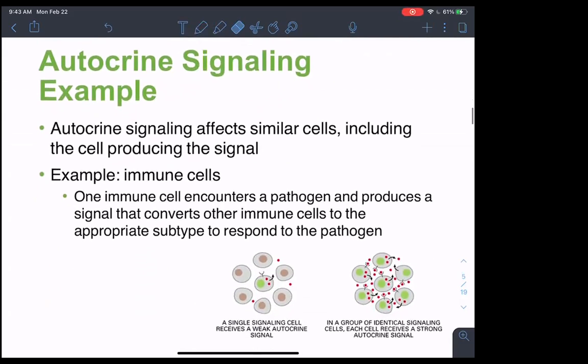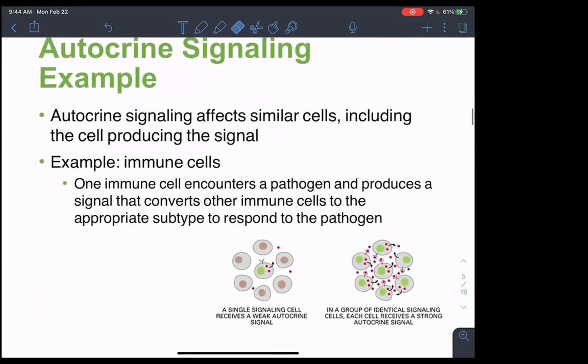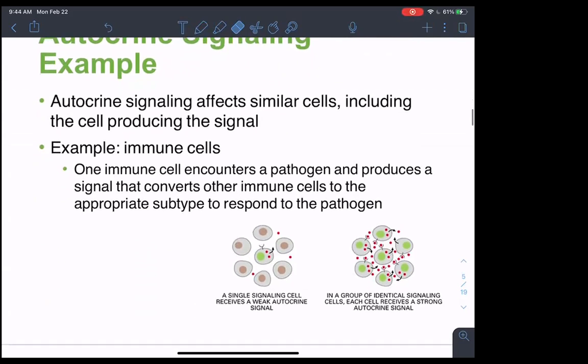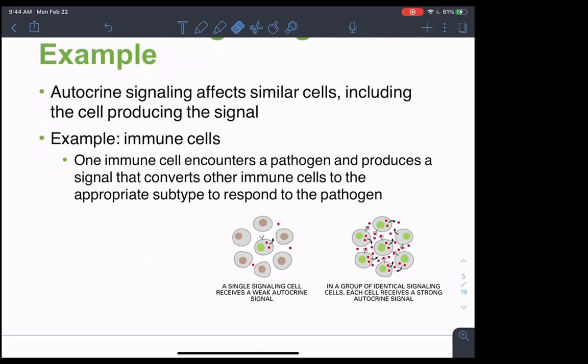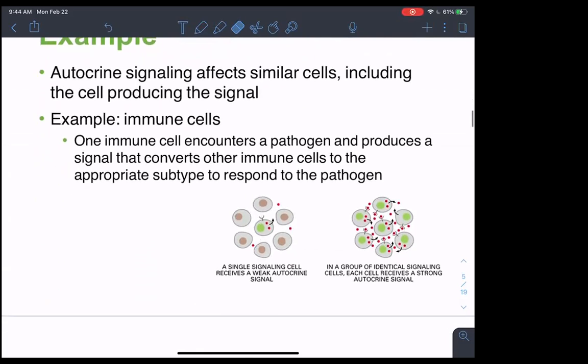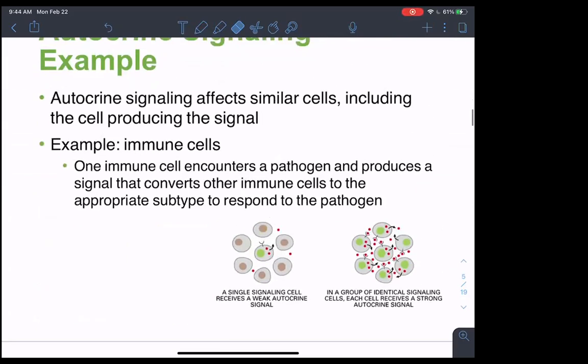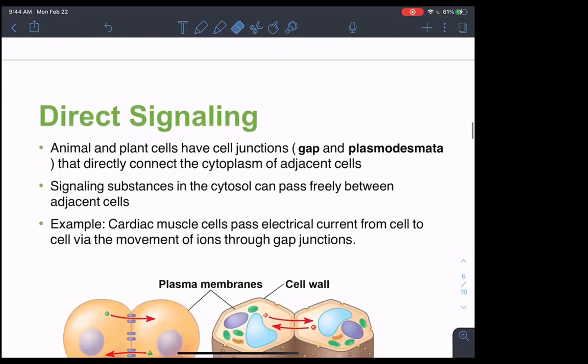And another way of saying that is through the circulatory system. Okay. Autocrine signaling example. This is just going to become redundant, but immune cells signal each other. They will use receptors to grab the signal. But one immune cell can encounter a pathogen. It's going to produce a signal that converts other immune cells to the appropriate subtype to respond to the pathogen. So that's just an example of autocrine signaling.